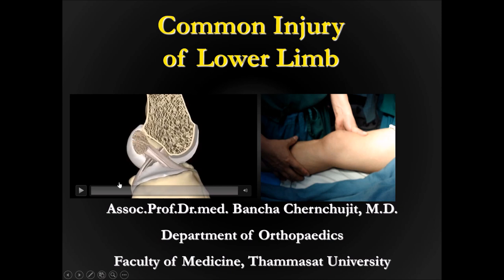So the direction of the ACL is like the name, cruciate. ACL means anterior cruciate. Cruciate means like this, right? So the ACL, you can easily remember. You put your hands into your pocket. That is the direction of the ACL. The ACL is attached from medial to lateral, anterior to posterior, like you put your hand in the pocket. And the PCL is the opposite way.